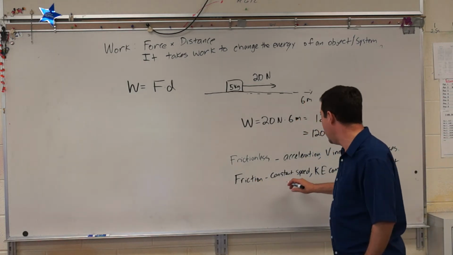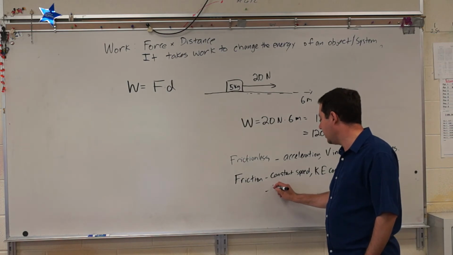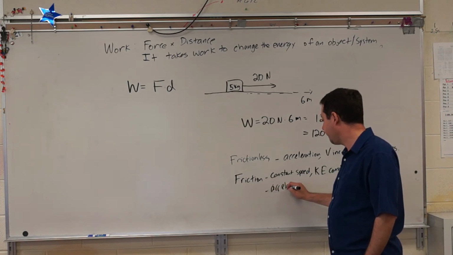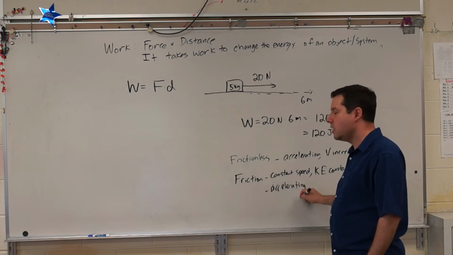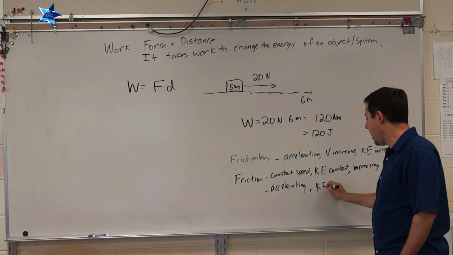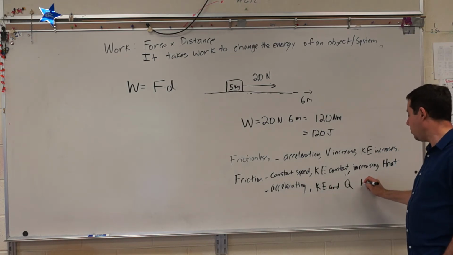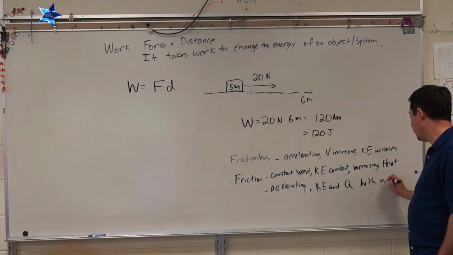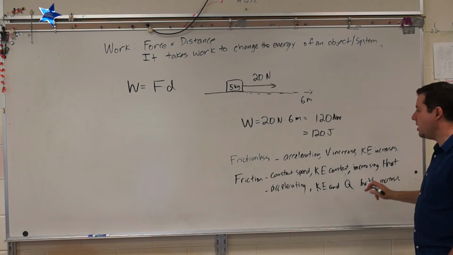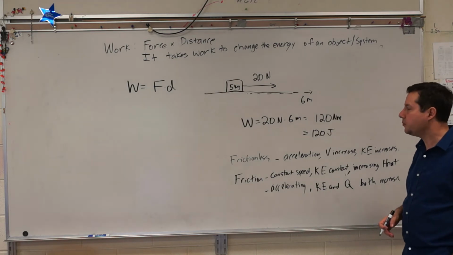Now you could actually have something that's a little bit of both. You could have friction that's not a constant speed. You could have friction, but the block is still accelerating. So you're increasing both kinetic energy and heat, which goes by the letter Q, both increase. They wouldn't increase as much as in either of the previous examples, but they would increase.